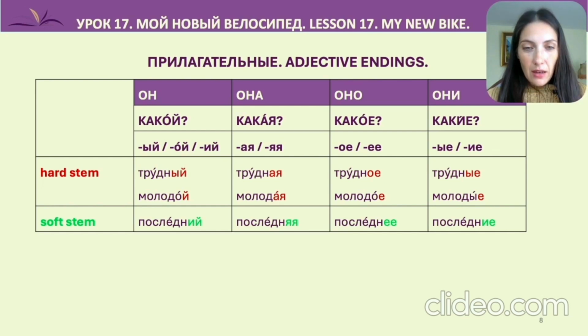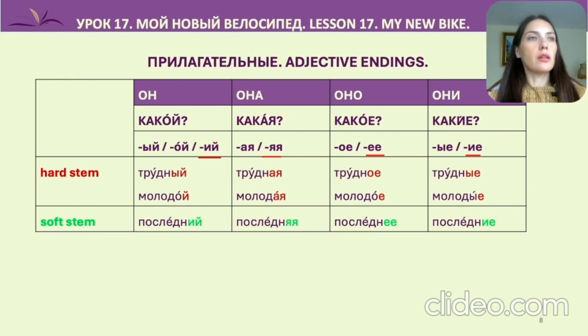And how it will be, we will use these soft endings. So all these и, я, ее, and ие. Последний, последняя, последнее, последние. So, последний экзамен, the last exam.